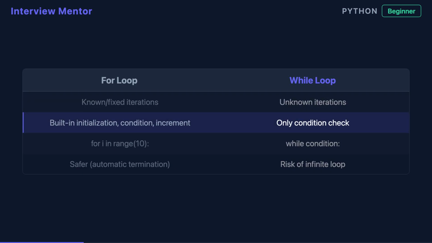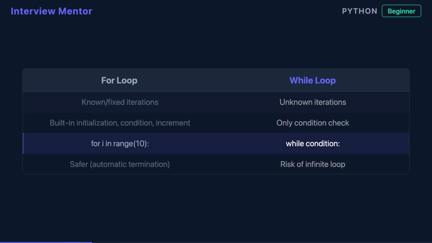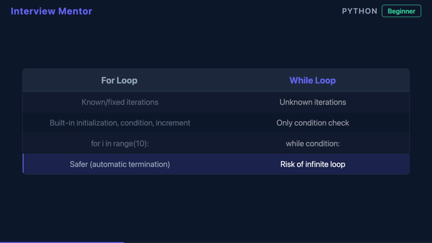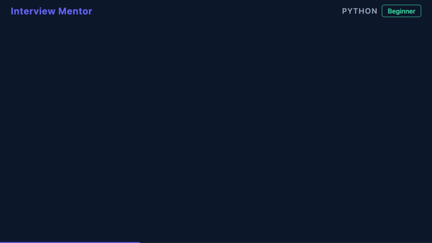A while loop, on the other hand, continues until a condition becomes false. You don't know in advance how many times it'll run. The for loop bundles initialization, condition, and increment all in one clean line at the top, while a while loop only checks the condition and you handle the rest yourself.